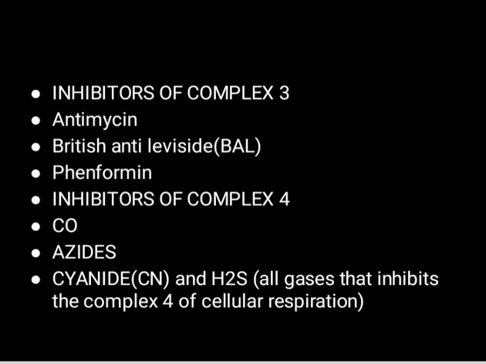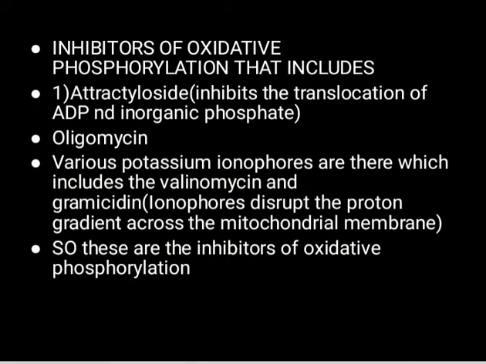Then the inhibitors of complex 4: carbon monoxide, azide, cyanide, represented as CN-, and hydrogen sulfide, represented by H2S. These are all gases that inhibit complex 4 of cellular respiration, the electron transport chain. So complex 4 has inhibitors that are all gases: carbon monoxide, azide, cyanide and hydrogen sulfide.